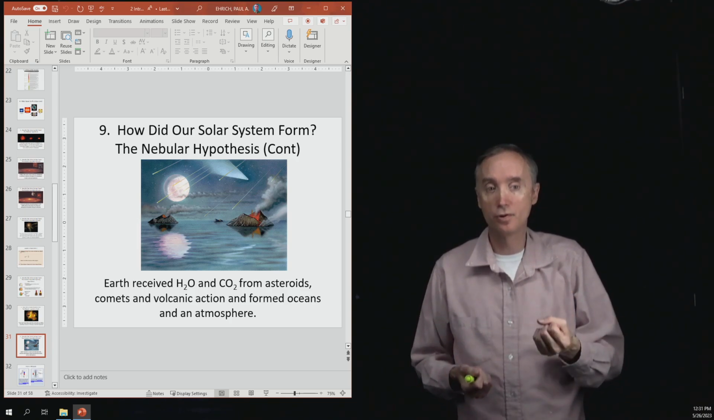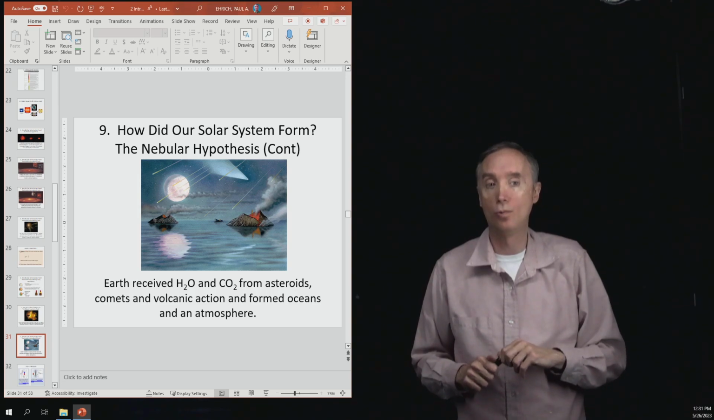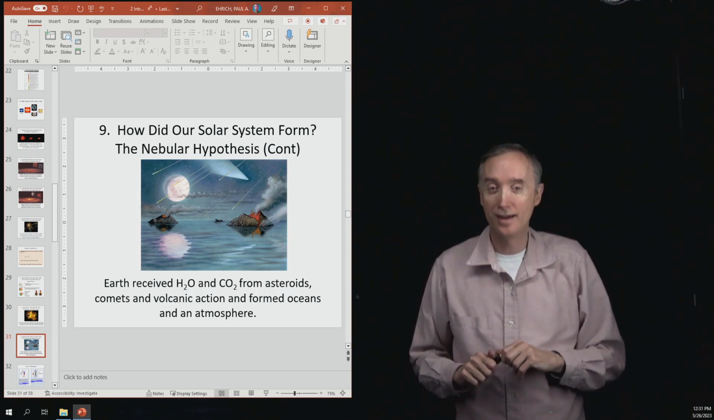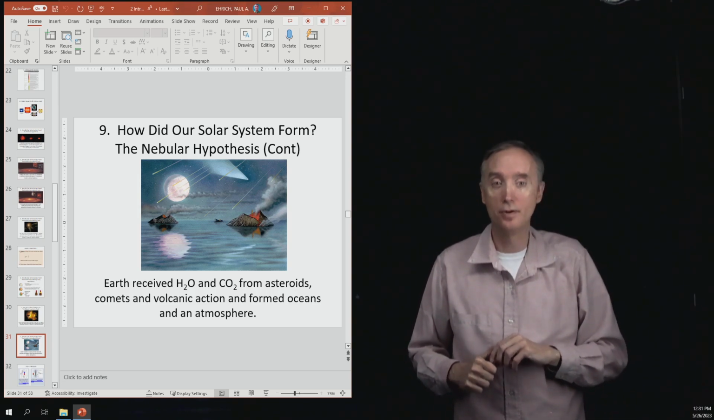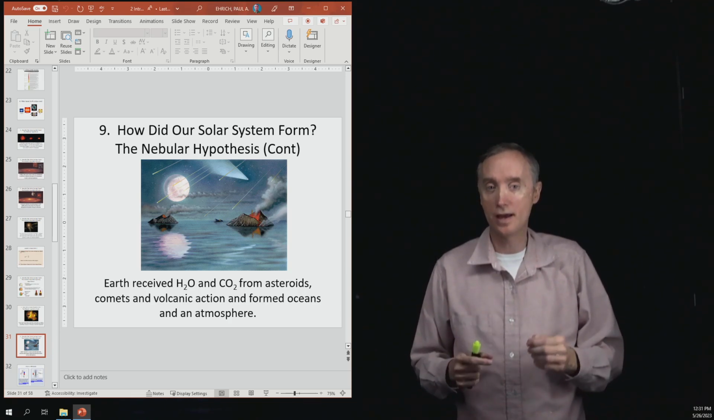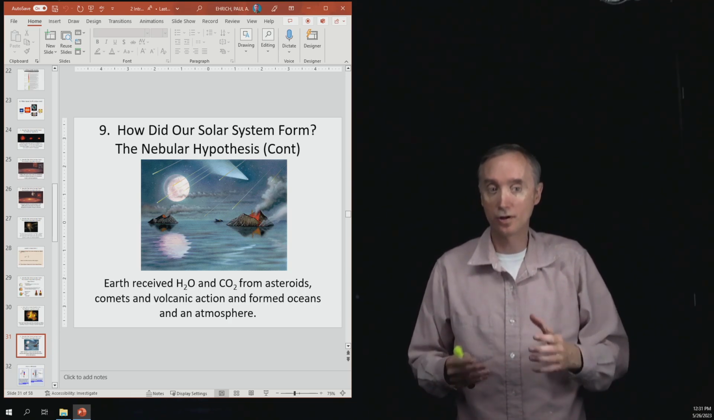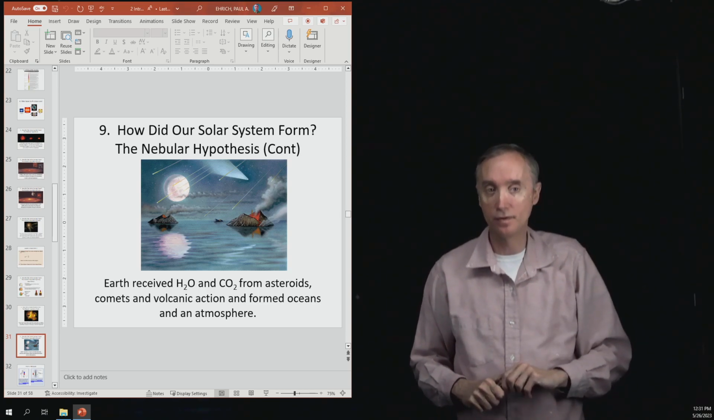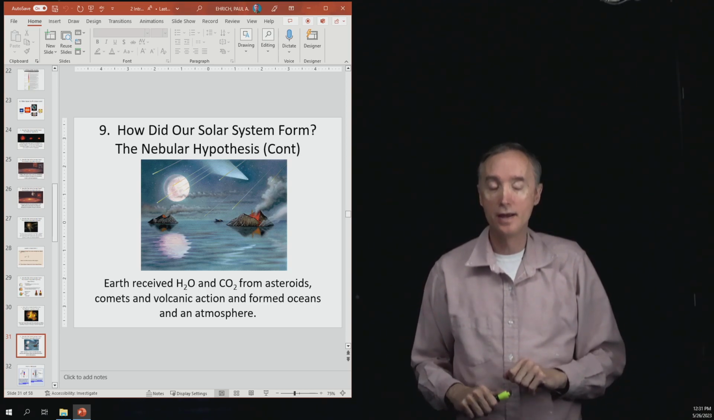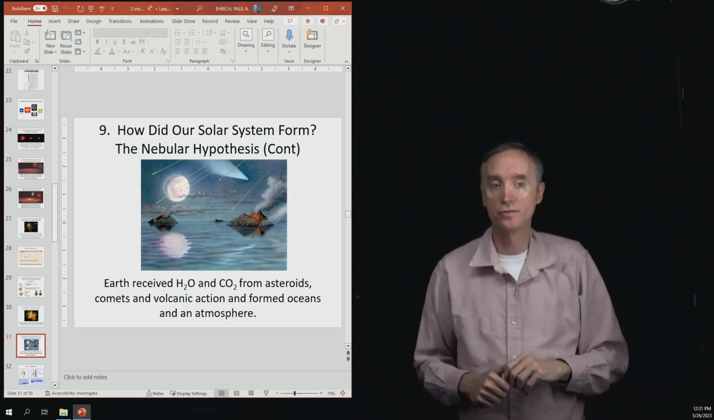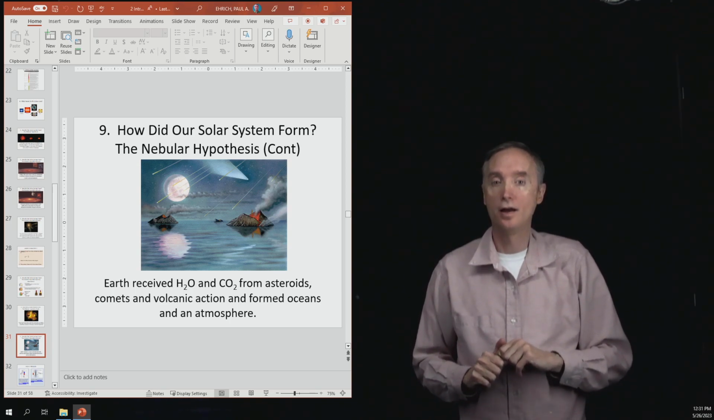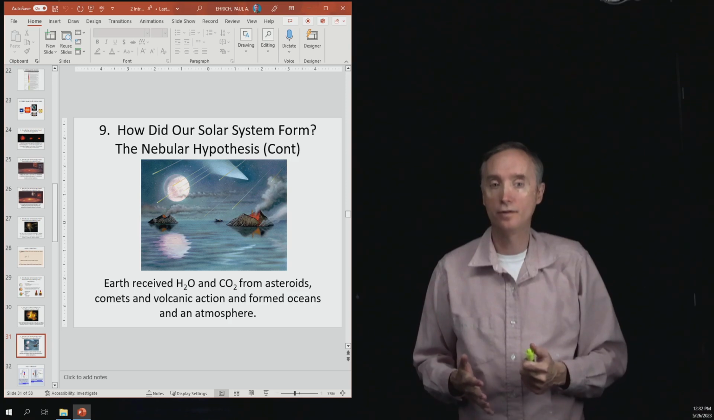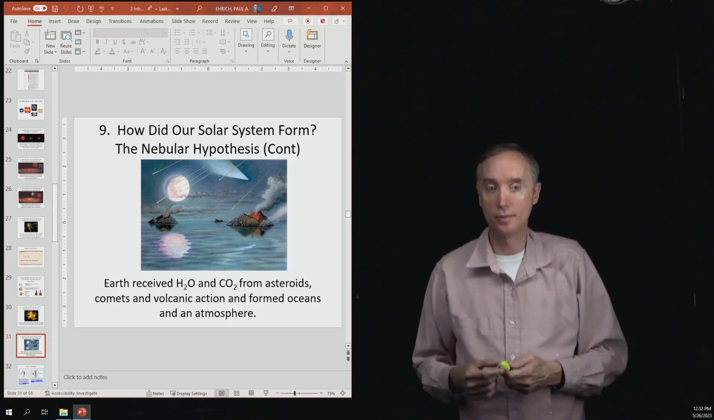So a typical asteroid is composed of about 1% water. And you might be saying, well, that's not much. But think about all the asteroids that it took to make a planet. And every one of those asteroids is giving off just a little bit of water, and then that water comes out of those volcanoes. Another place where water could have come from is from comets.